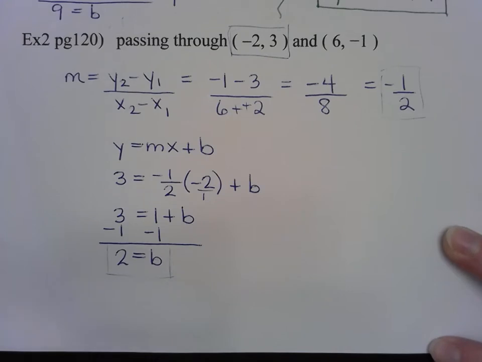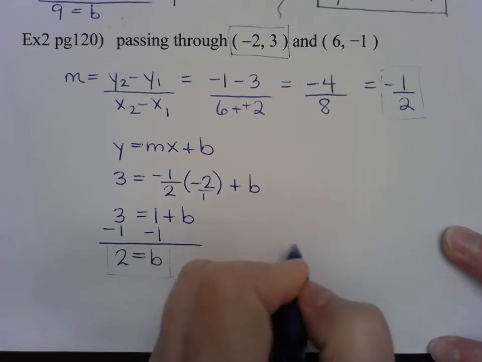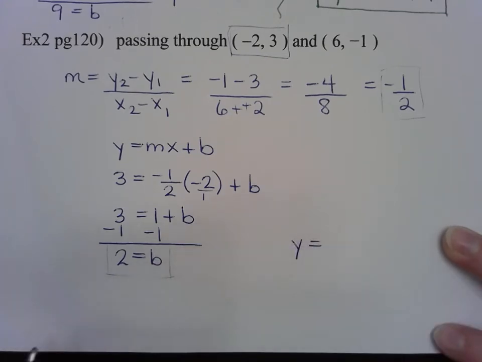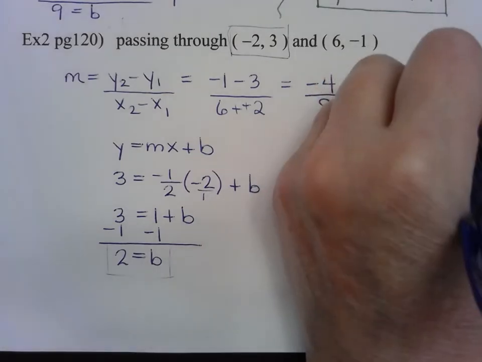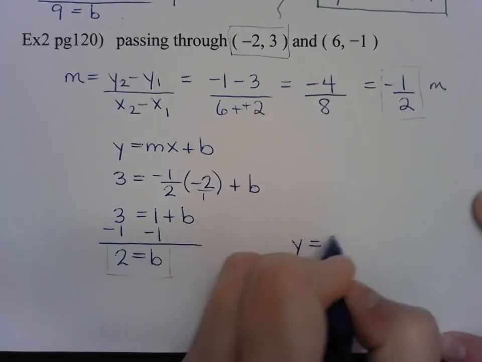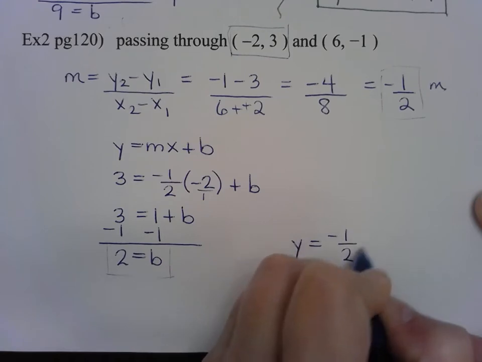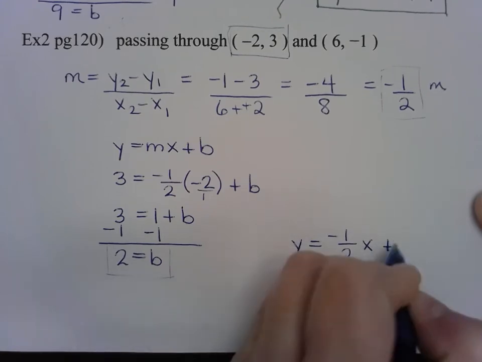And then remember, I was looking for an equation, so I'm going to go and make my equation. I have my m and I have my b, so I'll have y = -1/2 x plus 2.